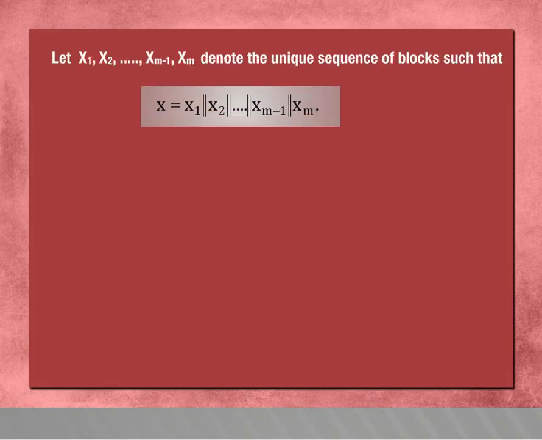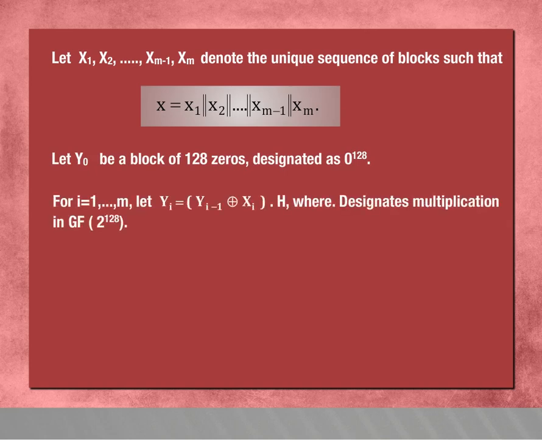Let x1, x2, and so on up to xm-1, xm denote the unique sequence of blocks such that x is equal to x1 || x2 || and so on up to xm-1 || xm. Let y0 be a block of 128 zeros, designated as 0^128. For i equals 1 up to m, let yi equal yi-1 XOR xi, then multiplied by h, where the dot designates multiplication in GF(2^128).